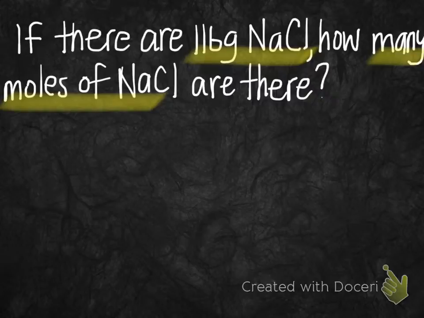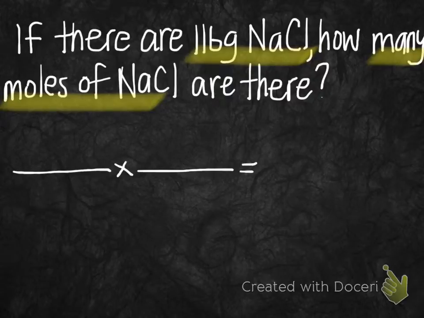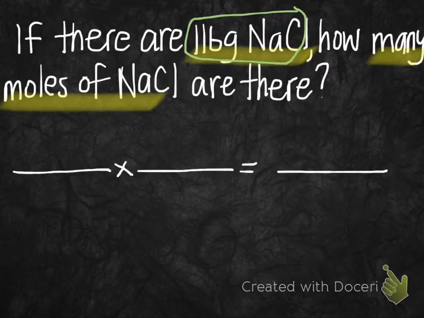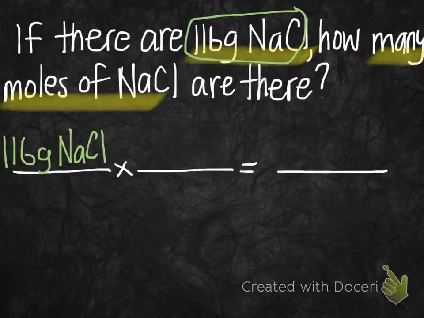Set it up just like before, where you have something times something else equals your answer. The first line is always what we are given. What do we know? In this question, we know that there are 116 grams NaCl. That goes on the first line. I'm going to give you time to copy this down.